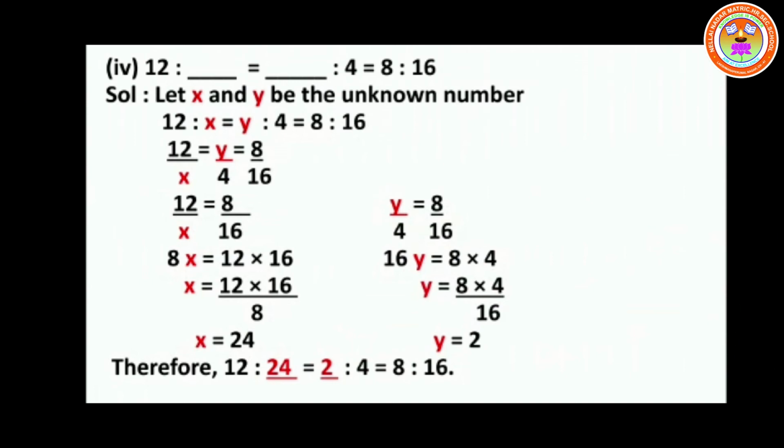Now 12 by x and y by 4 both are unknown values. So we are going to take in this problem 12 by x and 8 by 16 first, to find the value of x. Now cross multiply it.